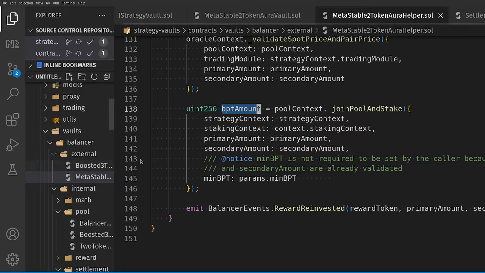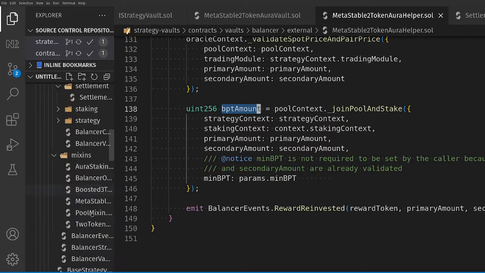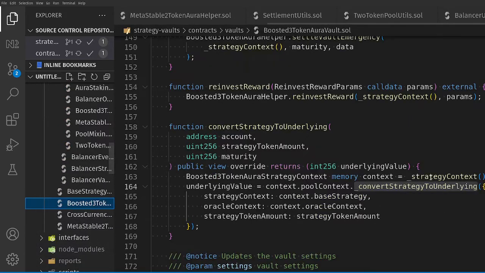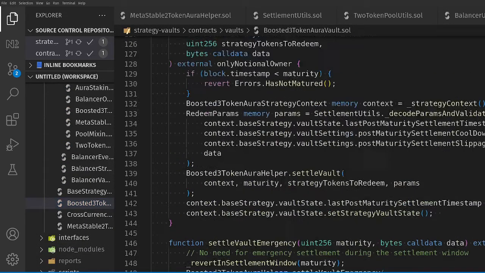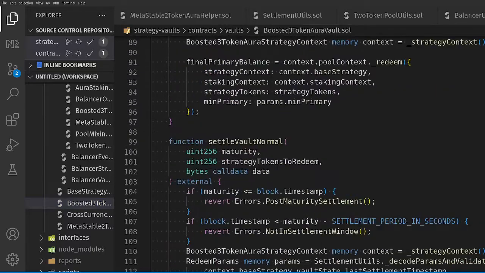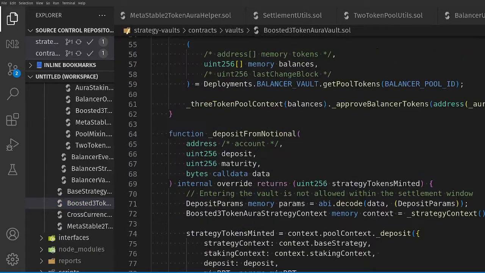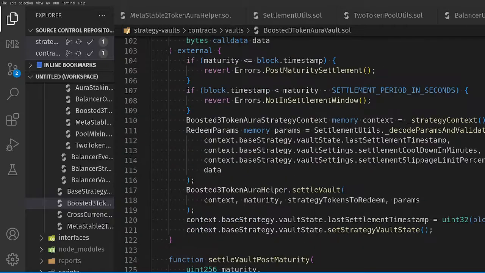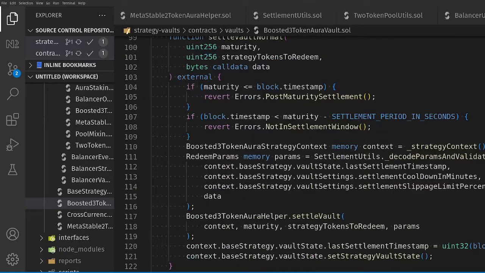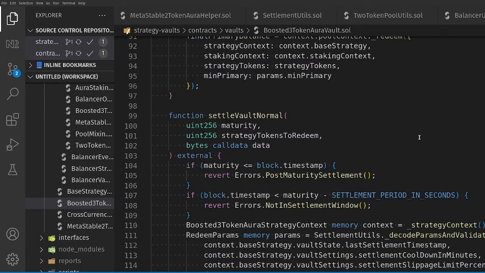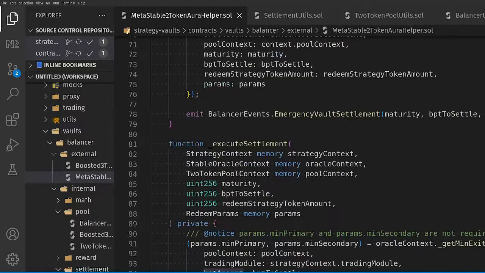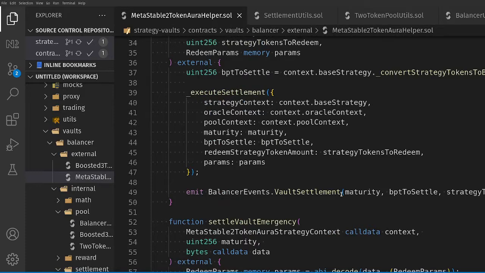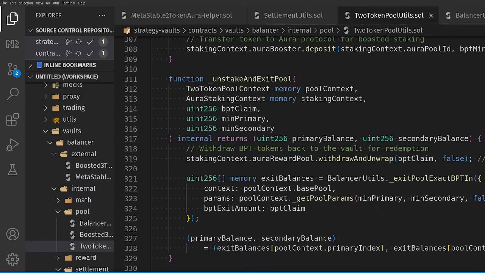So I won't go into the boosted 3 token vaults in the same detail. Its structure is very similar. The main difference is going to be some of the internal logic that we use when we enter and exit the vault. So with that, that concludes a review of the Balancer strategies.